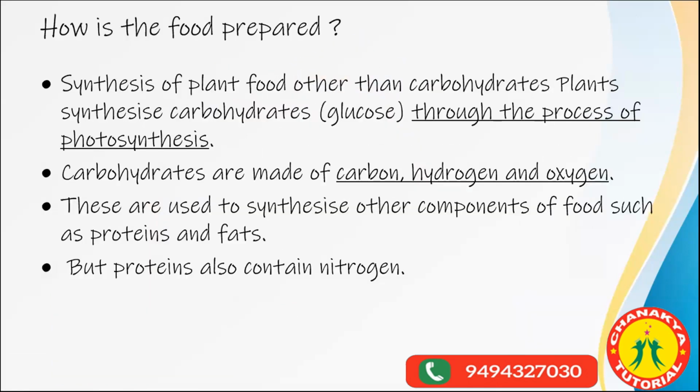So how is food prepared? As you all know, food is prepared in the process of photosynthesis, and carbohydrates are made of carbon, hydrogen, and oxygen. These are used to synthesize other components of food such as proteins and fats. But proteins also contain nitrogen. One done.